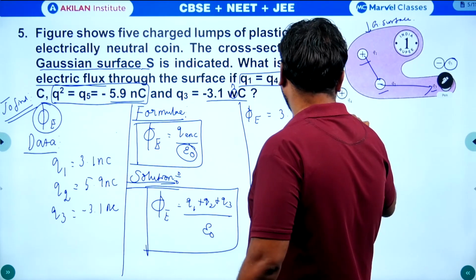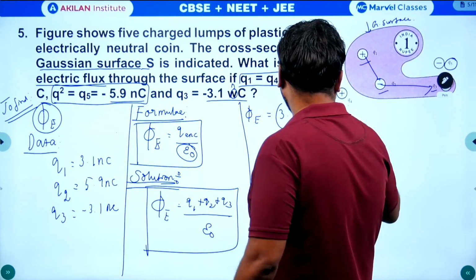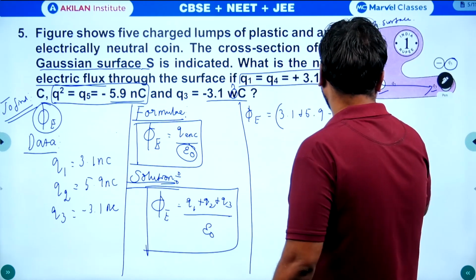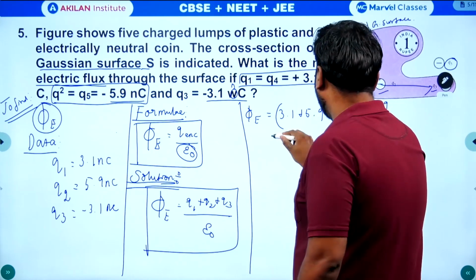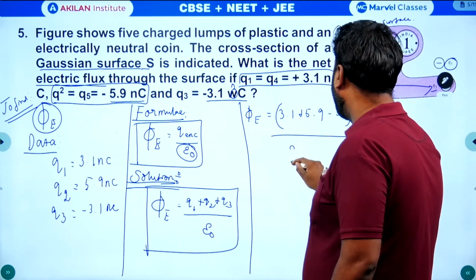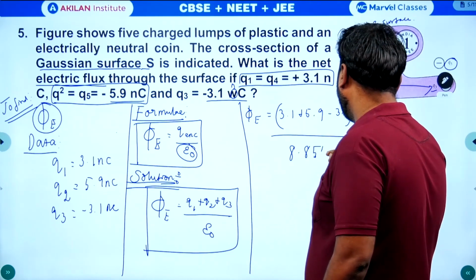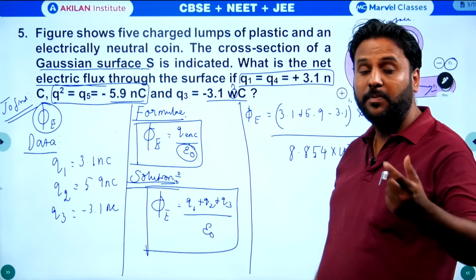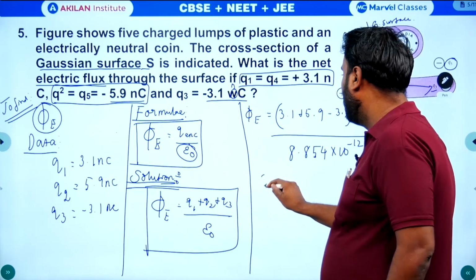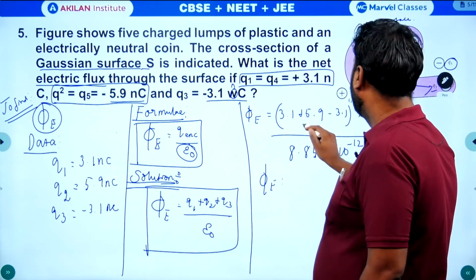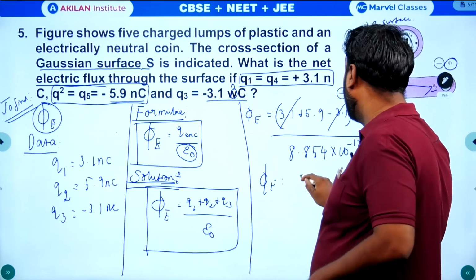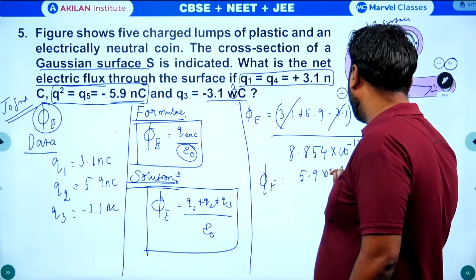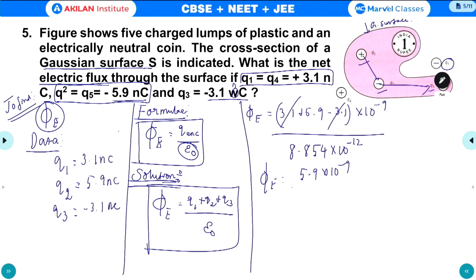minus 3.1, whole into, you can take common as nanocoulomb, 10 to the power of minus 9, divided by 8.854 into 10 to the power of minus 12. This is epsilon naught, the permittivity of free space, air or vacuum. Okay, now we are going to do the solution. So plus 3.1 minus 3.1 will cancel. So 5.9 into 10 to the power of minus 9 divided by 8.85 into 10 to the power of minus 12.